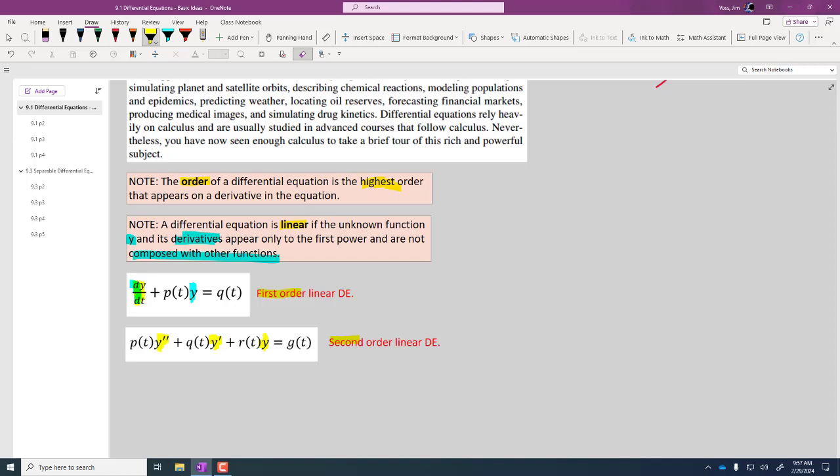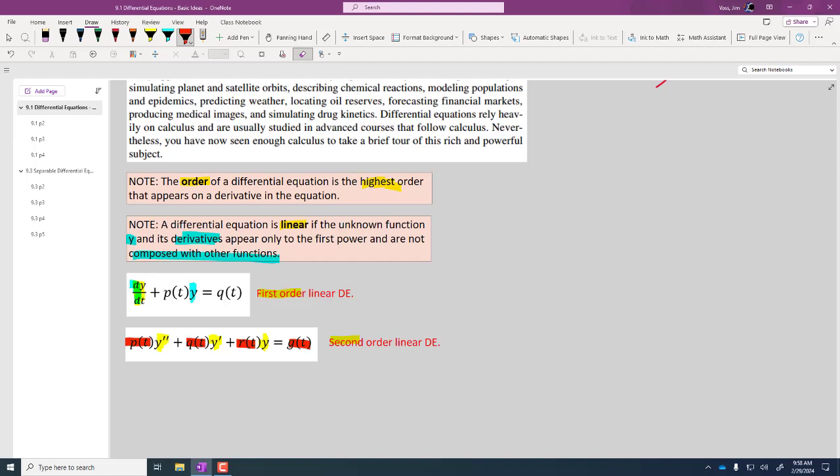Now you're looking at these coefficient functions here. These things can be wonky. Those are functions of the independent variable t. So y is a function of t. We're trying to figure out what y is. It's a function of t in both of these.